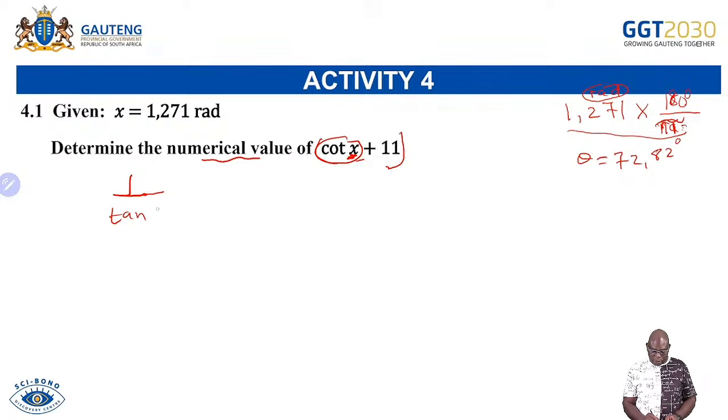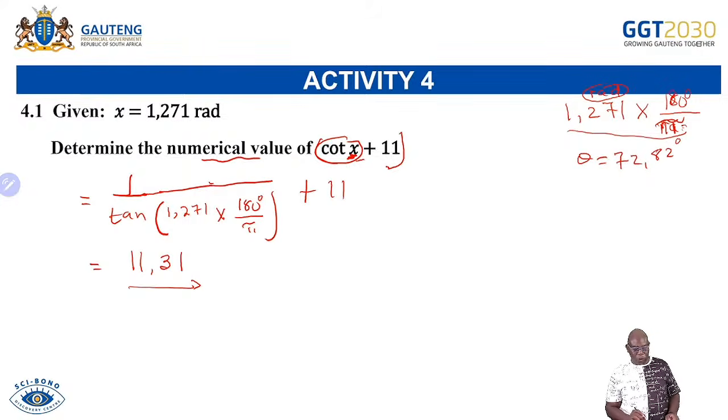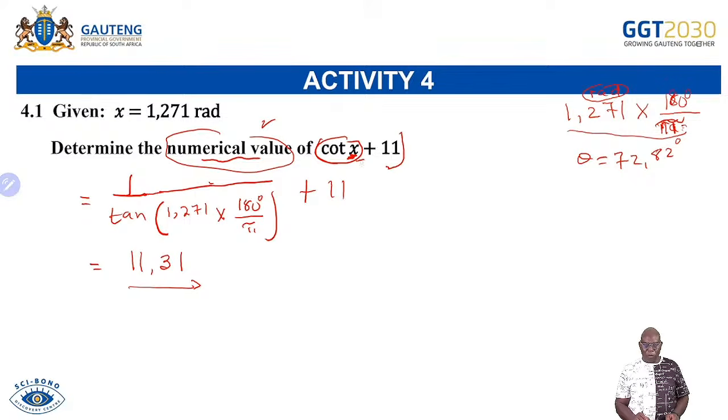So I'm going to take this and say tan of 1,271 multiplied by 180 degrees over pi. Then from there, I'm going to say plus 11. So this whole thing gives us cot of x. Cot is 1 over tan. So in this case, just take out a calculator, punch it in, and you get 11.31. That is your final answer. That's your numerical value of this.